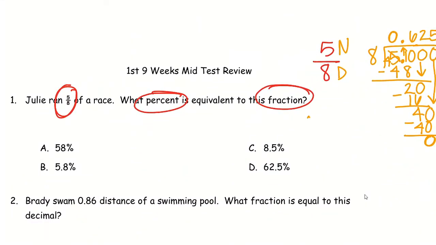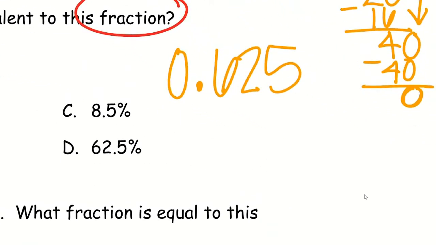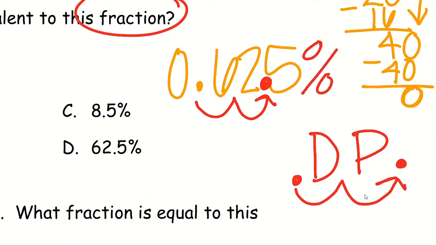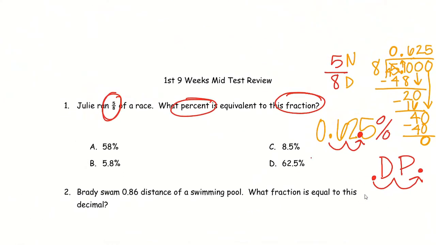So the decimal is 625 thousandths, but it's asking for percent. So if I'm going from decimal to percent, it's a yummy drink. Dr. Pepper. And I'm starting with the doctor because it's a decimal. So I've got to move it 2 times to the right. 1, 2. My decimal should go in between the 2 and the 5 and add my percent sign. So my answer is 62 and a half.